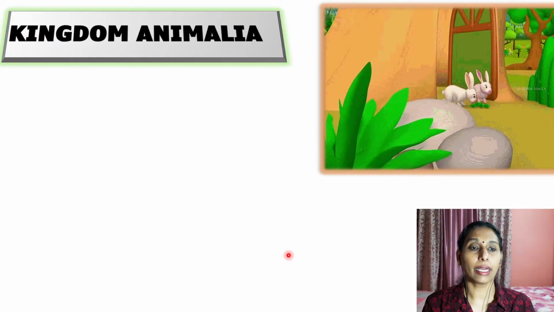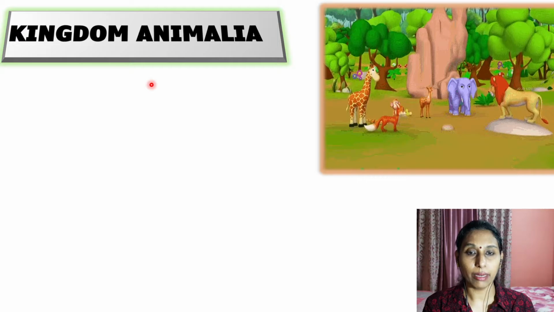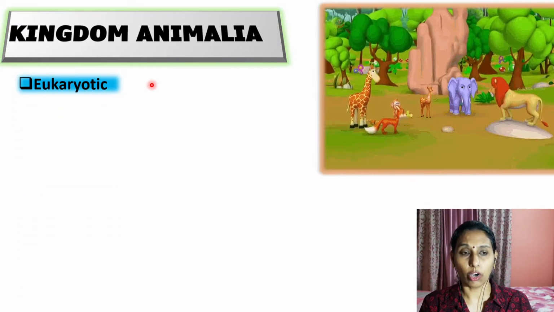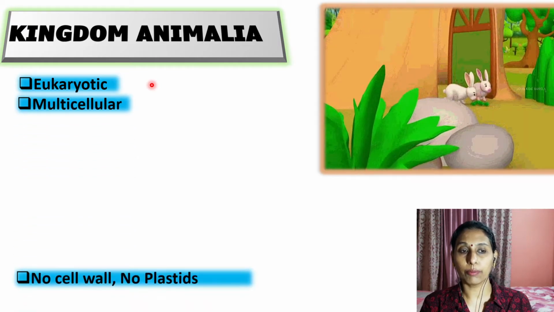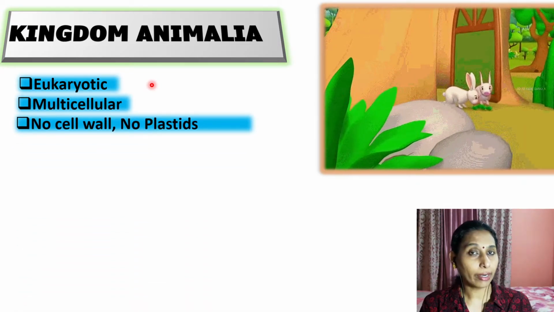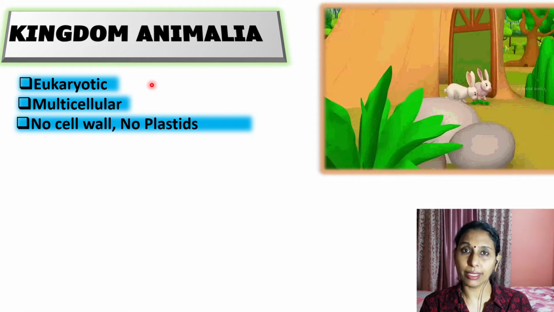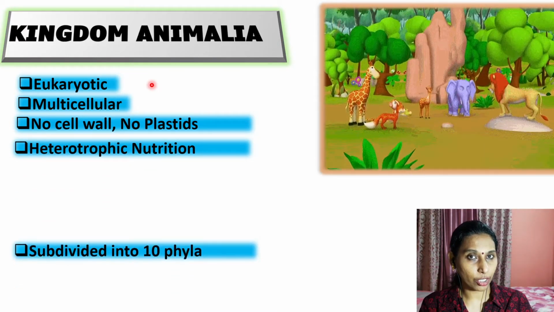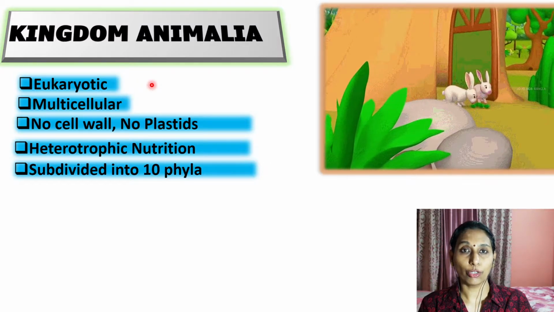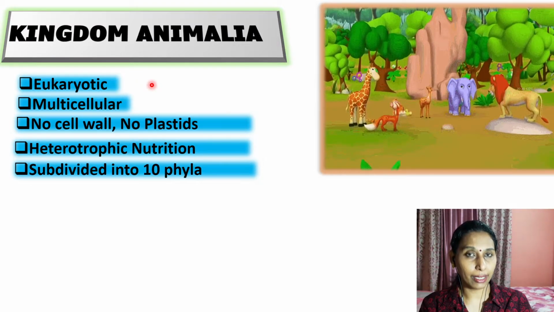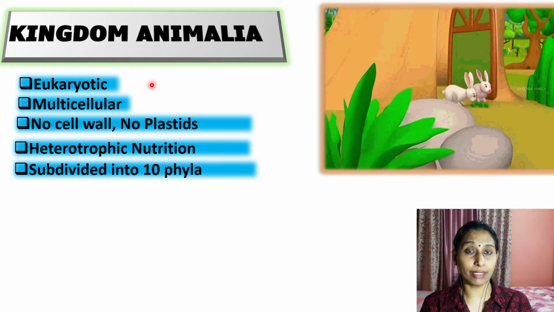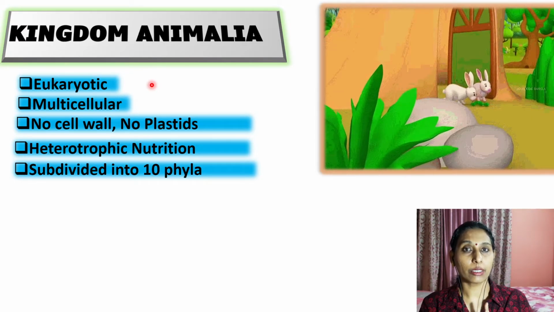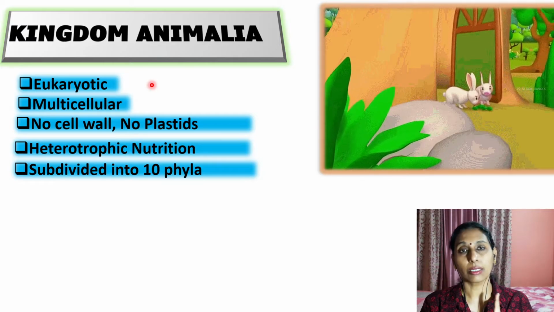Now comes the kingdom Animalia. In kingdom Animalia, the common characteristics would be eukaryotic, multicellular. They do not have a cell wall. There is no plastid, cannot photosynthesize. So it is called heterotrophic nutrition. And I told you kingdom Animalia is the biggest kingdom. So it is subdivided into 10 phyla. Phyla is plural, phylum is singular.